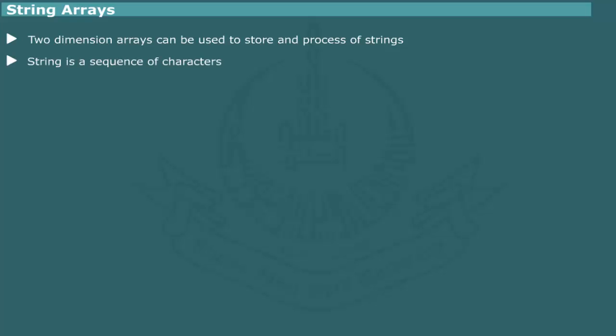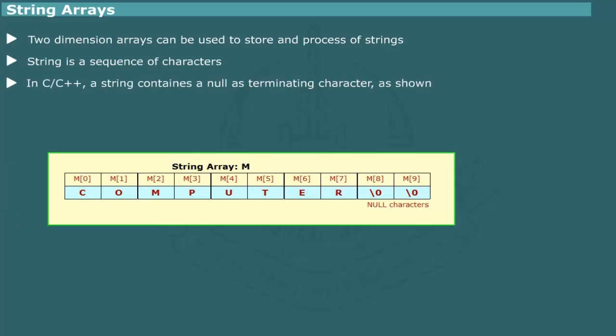String arrays. Two-dimensional arrays are useful in storing and processing of strings. A string is a sequence of characters which are normally stored in a one-dimensional array. In C, C++, a string includes a null as terminating character as shown in the figure. Notice that the last character in the array is null character. Thus, a string of size n is stored in a one-dimensional array of characters of size n plus 1.